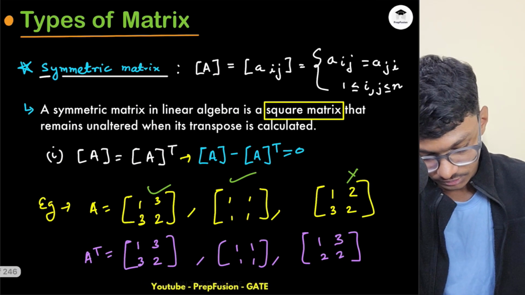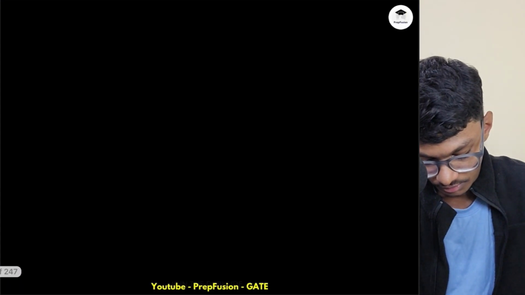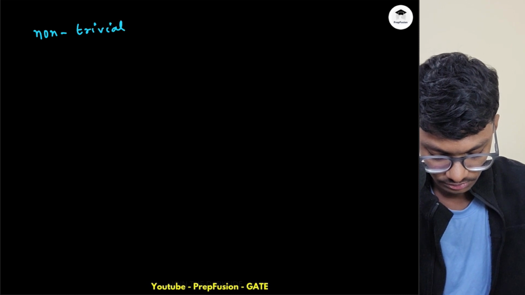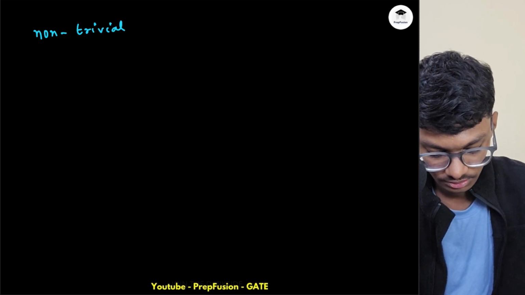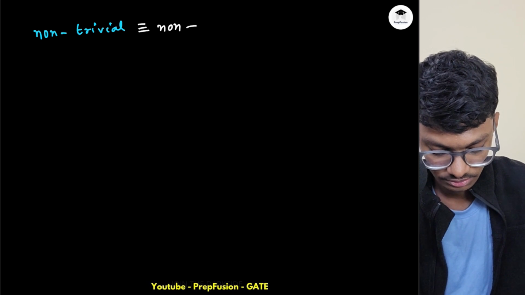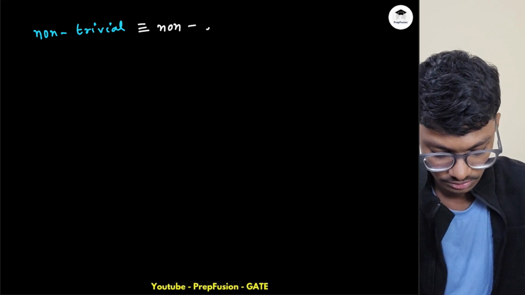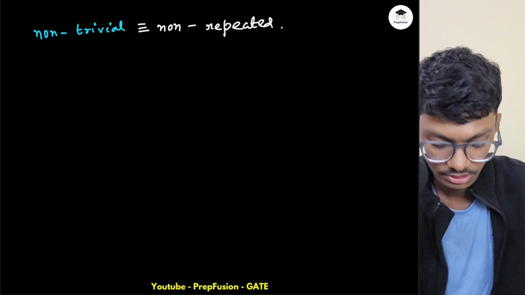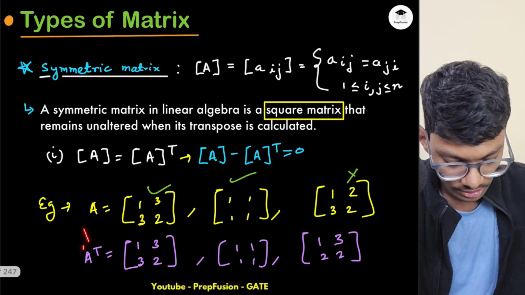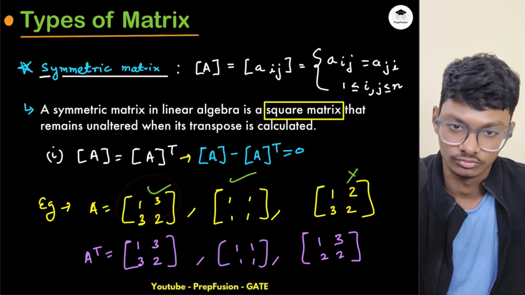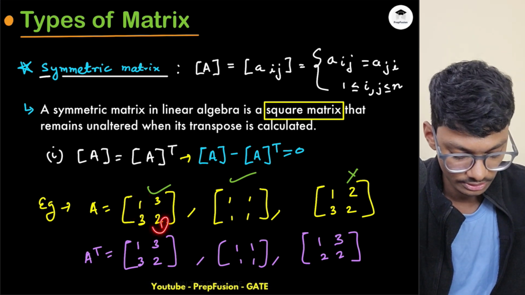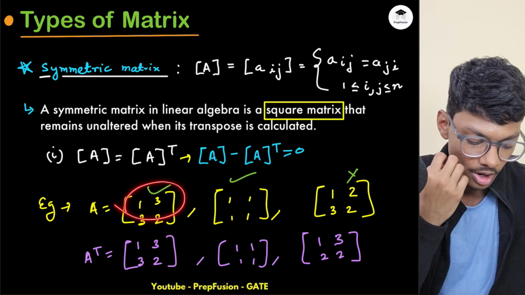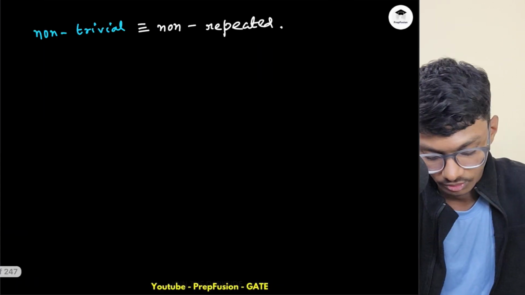Non-trivial means non-repeated. Basically, important elements. Trivial means unimportant, but non-trivial means important elements which are non-repeated. In this case, non-trivial elements here are 3. Here 1 is an element, 2 is an element, 3 is an element, but this 3 is again repeated, so I will only choose one of these. So how many unique elements do I have?